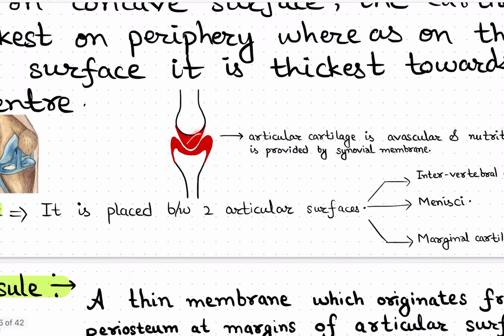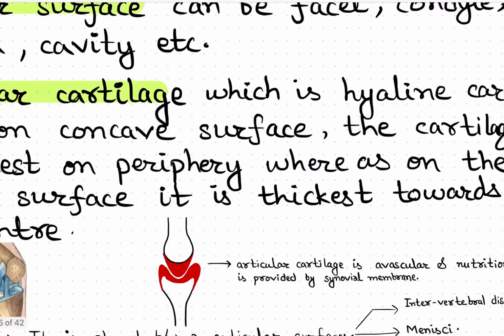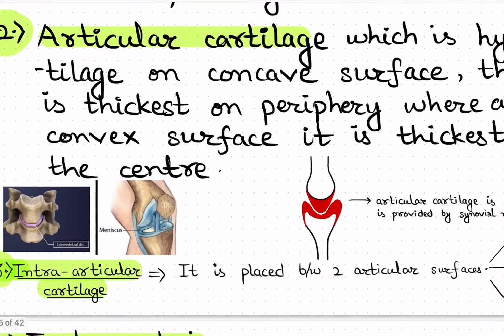Now this hyaline cartilage, which acts as an articular cartilage, is avascular. There is no blood supply, and the nutrition to this cartilage is provided by the synovial membrane, which I showed you in the diagram.